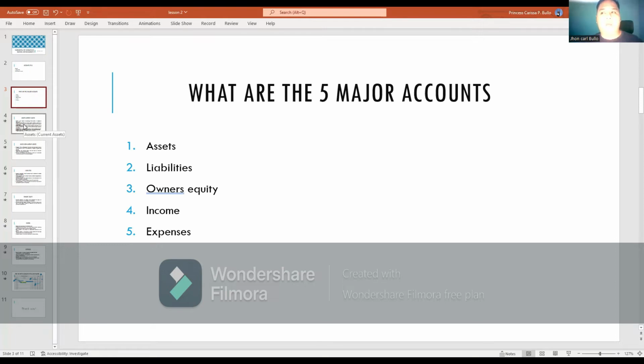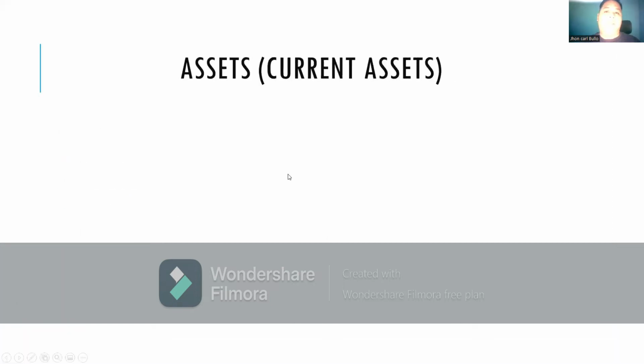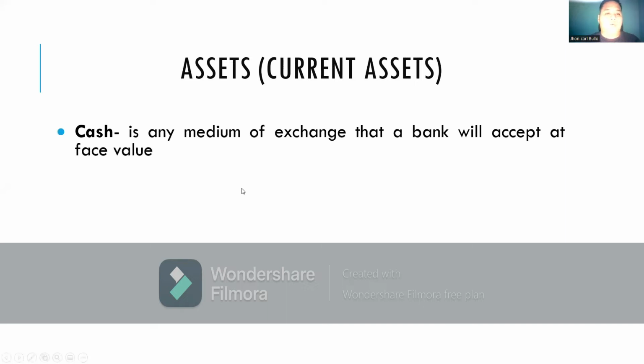Okay, so first, the assets. What are the assets? Actually, guys, assets are divided into two. We have the current assets and non-current assets. But on this slide, we have the first one, the assets. So we have cash, as the definition itself says, any medium of exchange that a bank will accept at face value.